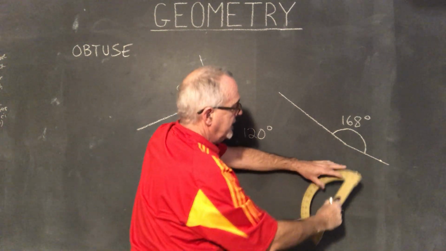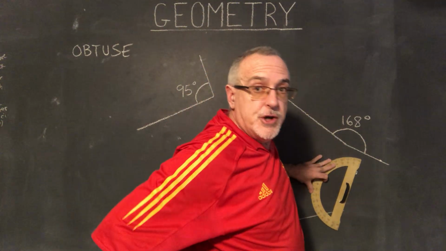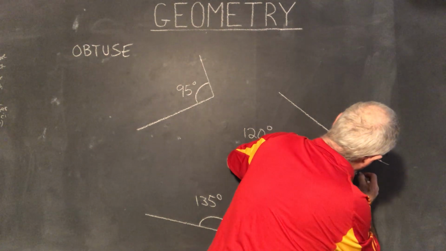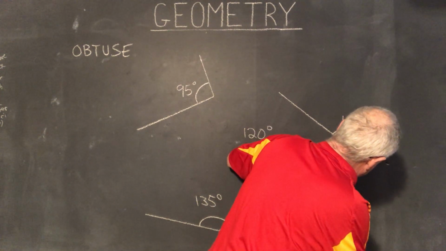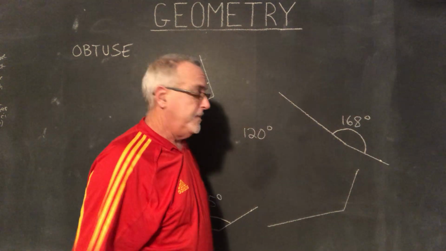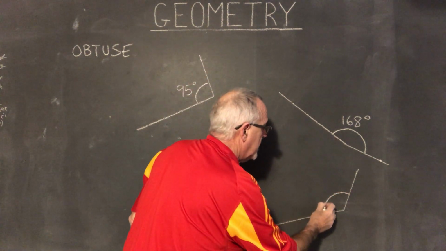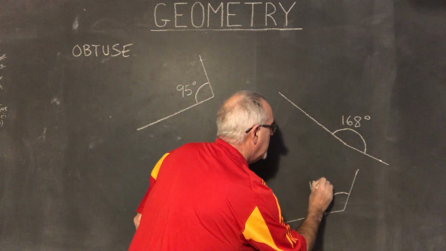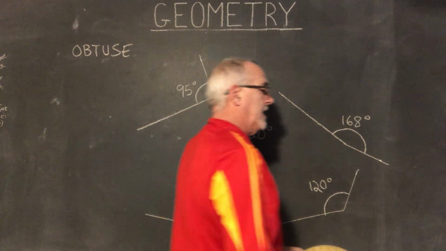Oh, I'm really getting my stretching in this lesson. Drawing angles on a chalkboard wall is a really good way to stretch. Okay, and I will label it. 120 degrees. That was fun.